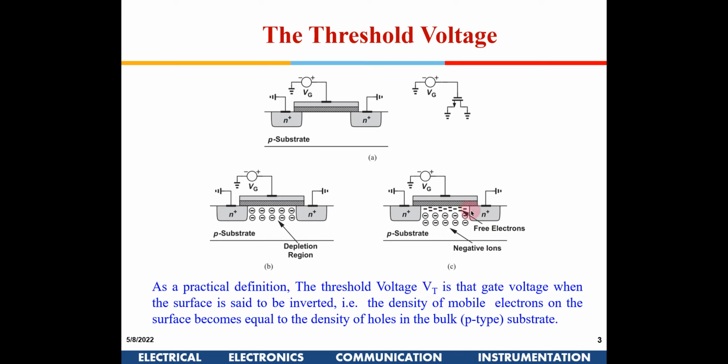And when the voltage applied here is more than the threshold voltage, we assume that a channel has been formed, and now depending on the potential which is applied across the source and the drain, a current would flow from the drain to source or source to drain, depending on the polarity. So this is what a threshold voltage is.